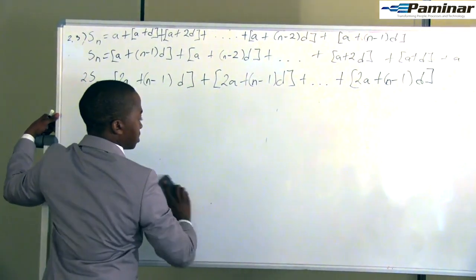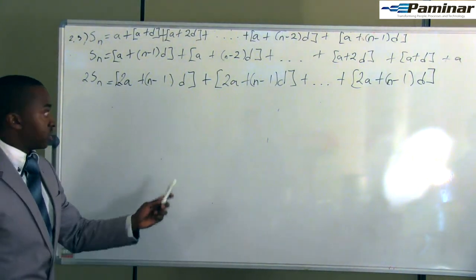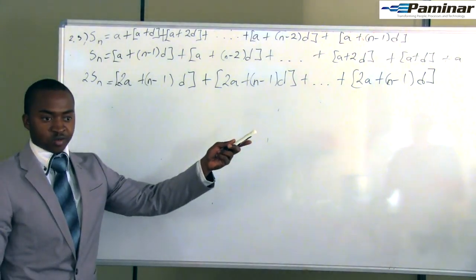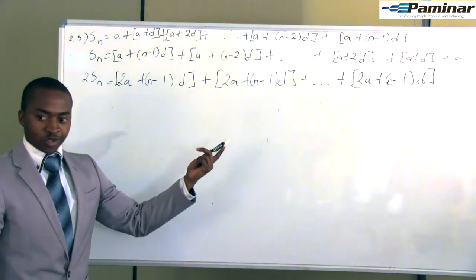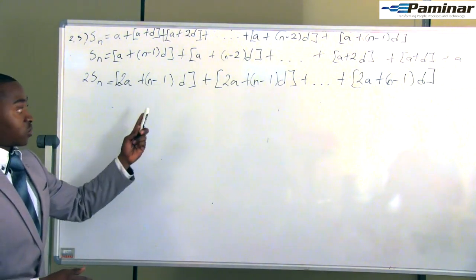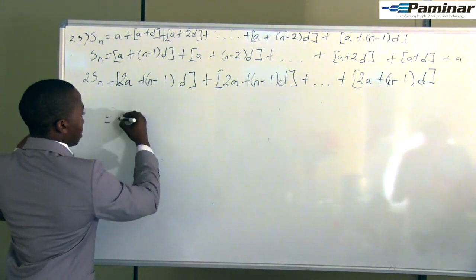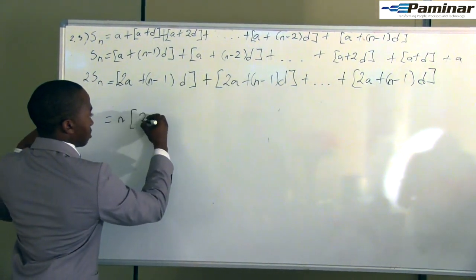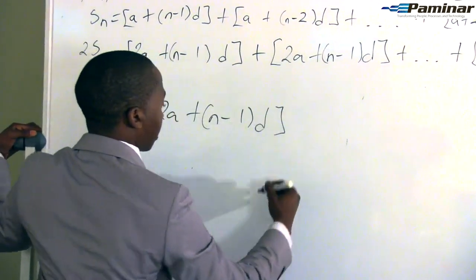Eventually, how many terms are we dealing with? If it was 5 terms, it would be 5 times 2A plus (n minus 1)d. If it was 10 terms, it would be 10 times 2A plus (n minus 1)d, right? But then we're dealing with n terms. So this becomes n times 2A plus (n minus 1)d.